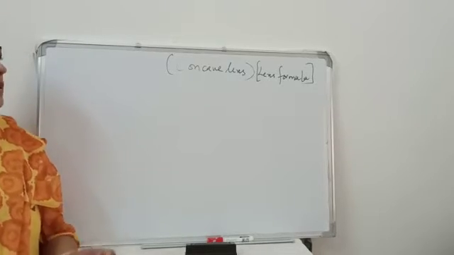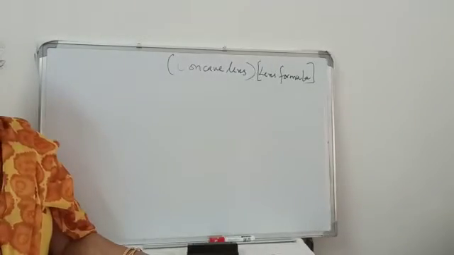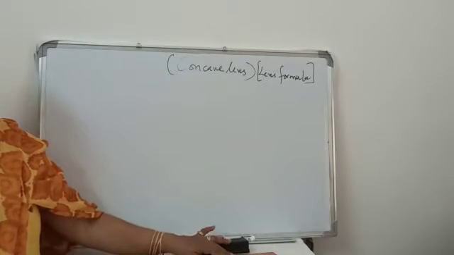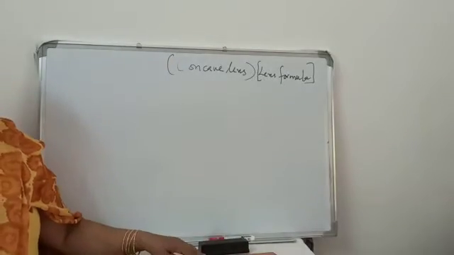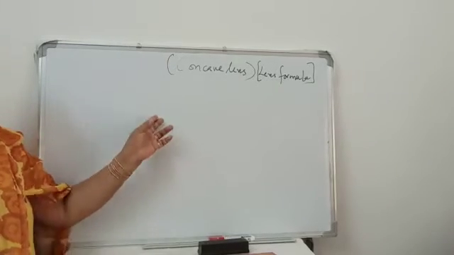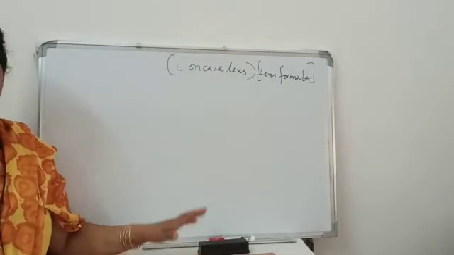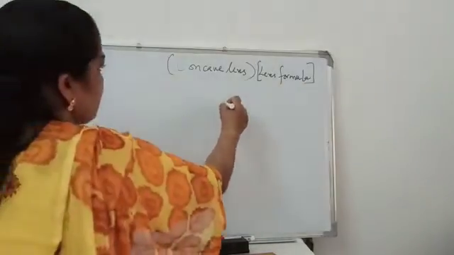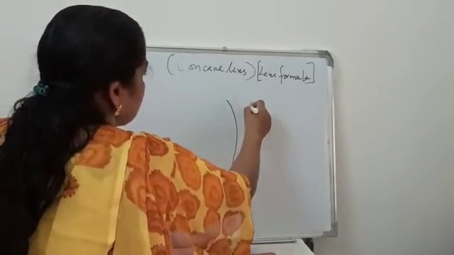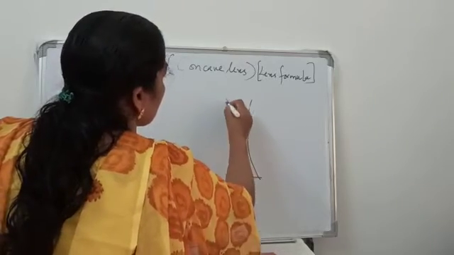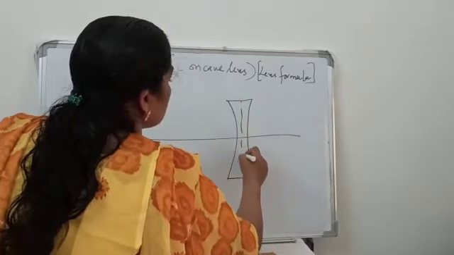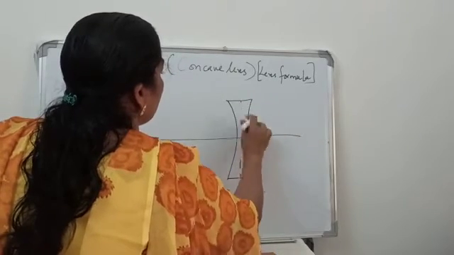Next, we'll see the lens formula for a concave lens. A concave lens always forms a virtual image, wherever be the position of the object. And also the focal length of a concave lens is always negative. Now, let us consider a concave lens. This is the optic center.